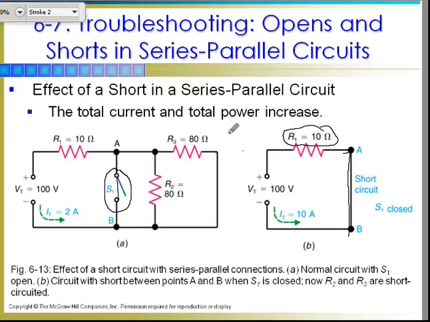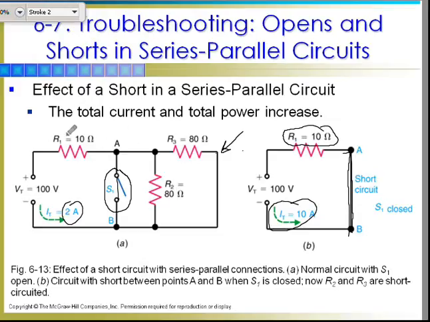So where this circuit, with the equivalent of a 40 ohm here and a 10 ohm, so 50 ohm load, at 100 volts, you'd have 2 amps of current. But if you get a short across your parallel section, you're going to see your current jump way up, because all of a sudden you've reduced your resistance way down from a 50 ohm load to a 10 ohm load.